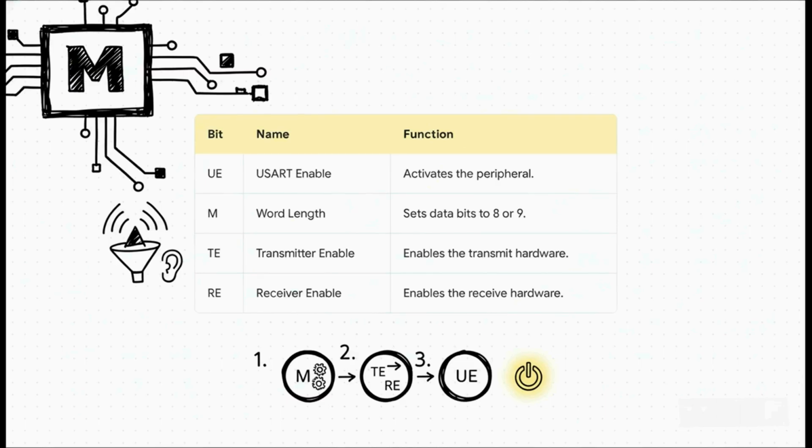TE and RE enable the transmitter and receiver circuits, and UE, well, that's the big one. It's the master switch that brings the whole peripheral to life. And the order you do this in is absolutely crucial. Set your word length first. Then enable the transmitter and receiver. And only then, as the very last step, do you set that USART enable bit to turn it all on.